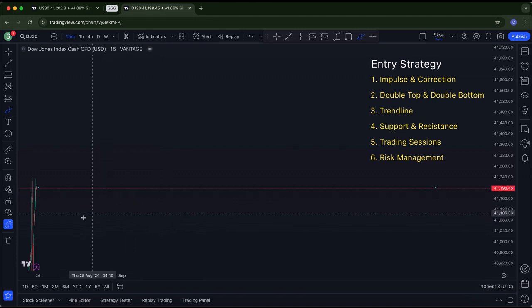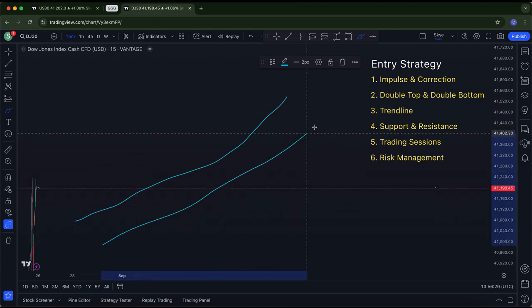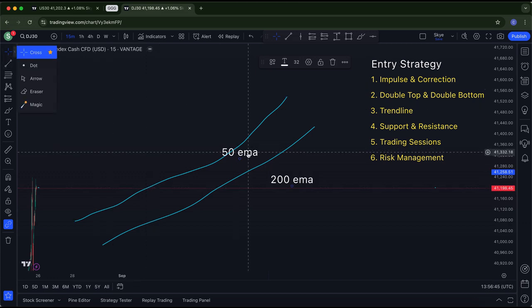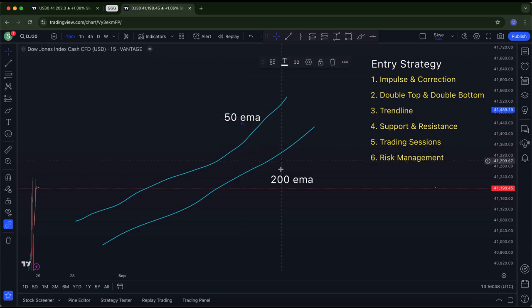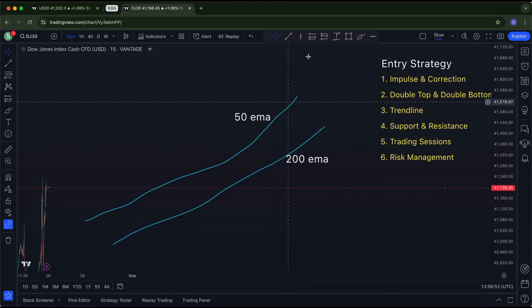Okay, a better scenario for this now. You're going to have a 50 EMA above, and then a 200 EMA below. Let me give that a label: 50 EMA, then the 200 EMA. So anytime you see 50 EMA above, 200 EMA below, that is an uptrend. So what does that tell us? It means that we are going to look for a buy setup.